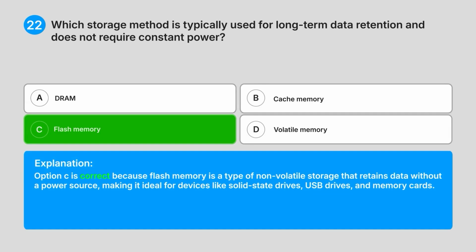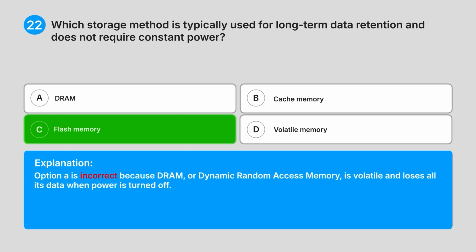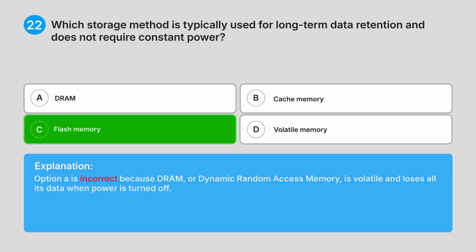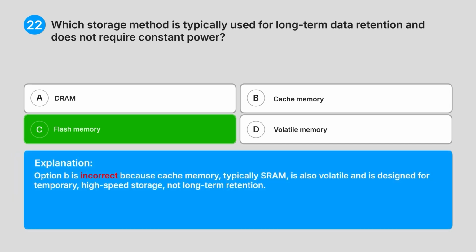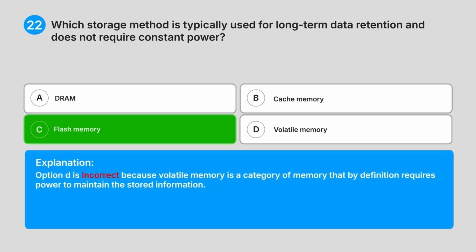Explanation: Option C is correct because flash memory is a type of non-volatile storage that retains data without a power source, making it ideal for devices like solid-state drives, USB drives and memory cards. Option A is incorrect because DRAM, or dynamic random access memory, is volatile and loses all its data when power is turned off. Option B is incorrect because cache memory, typically SRAM, is also volatile and is designed for temporary, high-speed storage, not long-term retention. Option D is incorrect because volatile memory is a category of memory that by definition requires power to maintain the stored information.